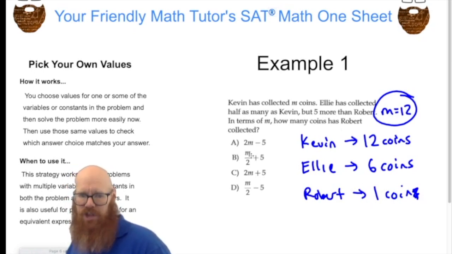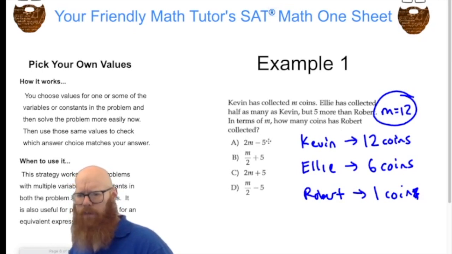For this one, you do have to check every answer. You need to eliminate 3 and make sure that only 1 works, because sometimes the value that you chose could give you more than 1 answer. And in that case, you would have to choose a new value. But I think we're good here.